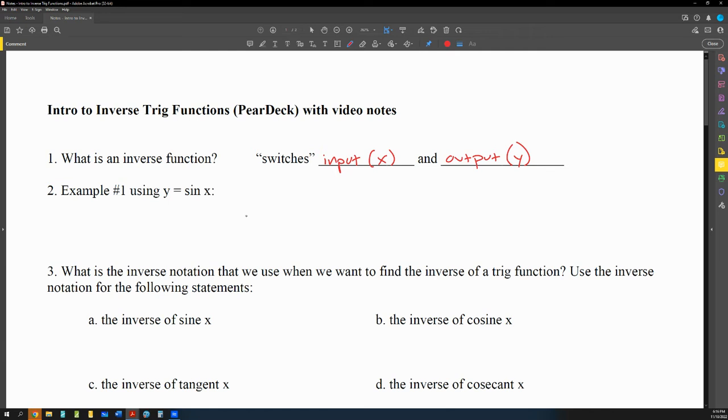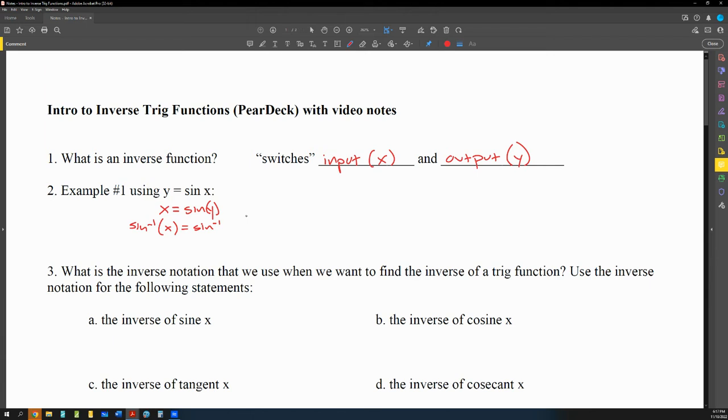Okay, so we have our function, y equals the sine of x. If I wanted to switch x and y, then I would have the equation x is equal to the sine of y. And if I wanted to solve for y, I would have to undo this operator here, taking the sine of whatever y is, right? So undoing this operator, this sine, we do the inverse sine of both sides. So we're going to write this as the inverse sine of both sides.